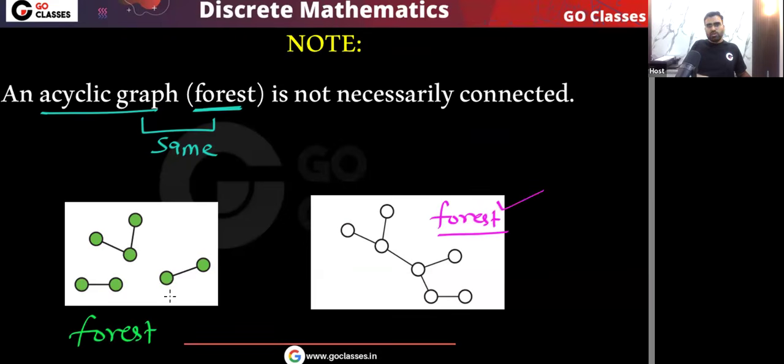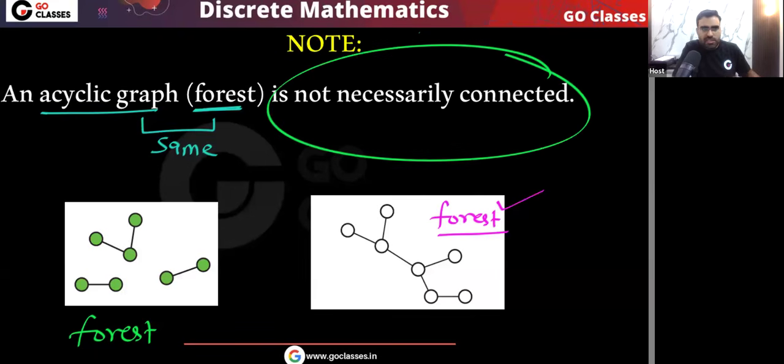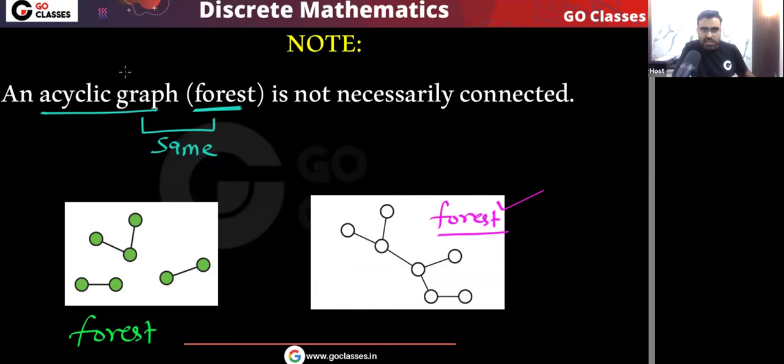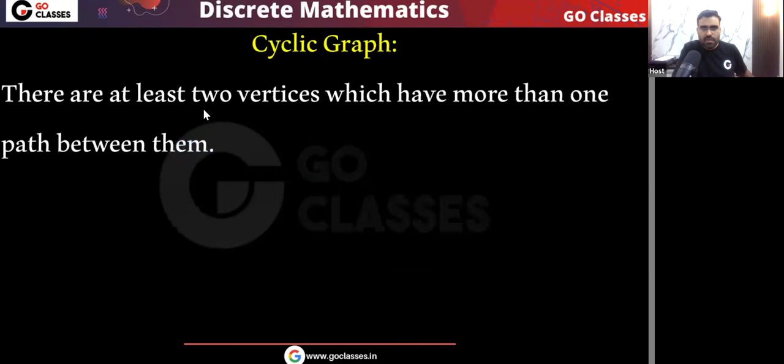I hope you understood. So remember, an acyclic graph may or may not be connected. Acyclic graph or forest is not necessarily connected. It may be connected, it may be disconnected, but the point is acyclic means a graph containing no cycle. So what is a cyclic graph? That you already know, a graph containing at least one cycle.